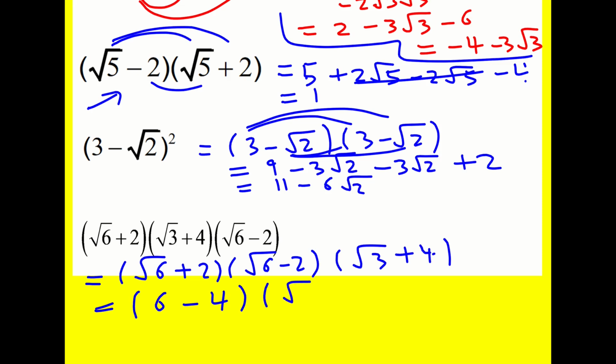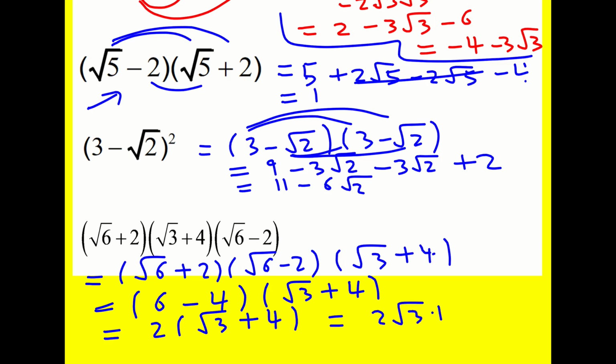And then I've still got my root 3 plus 4. So it's just 2 times root 3 plus 4. Could even argue that's a nice way of leaving the answer. I'm going to multiply out: 2 root 3 plus 8. Now all of this done without a calculator. So you might think sometimes you need a calculator, but think carefully about how you can order it.